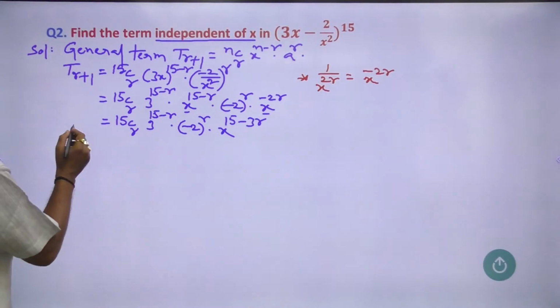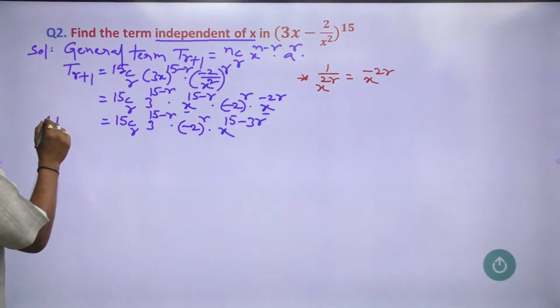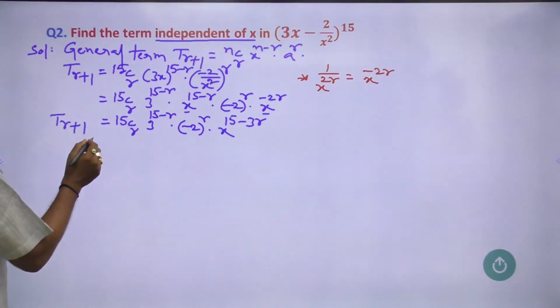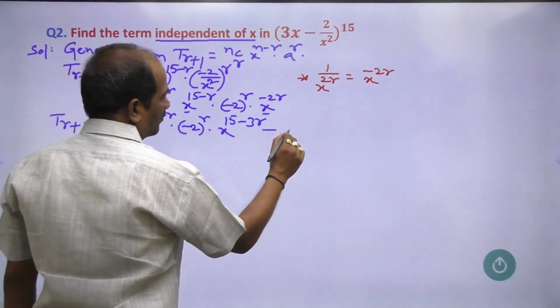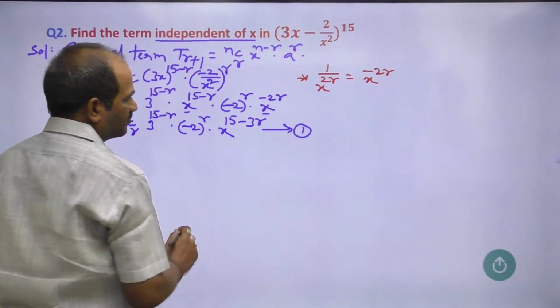So here this value, this is T r plus 1 is equal to this. So that is equation number 1.